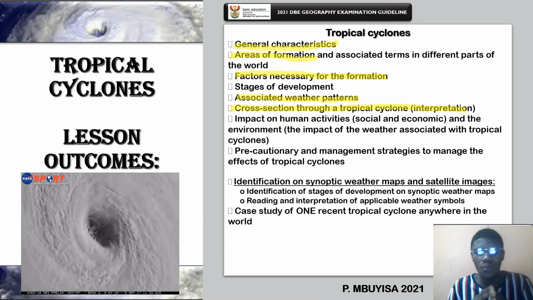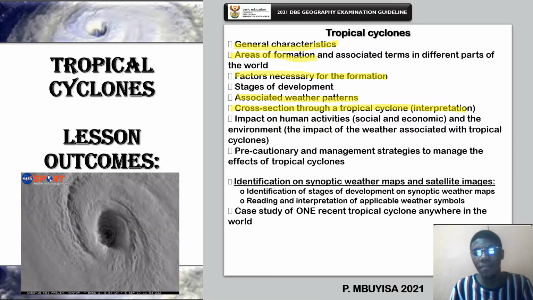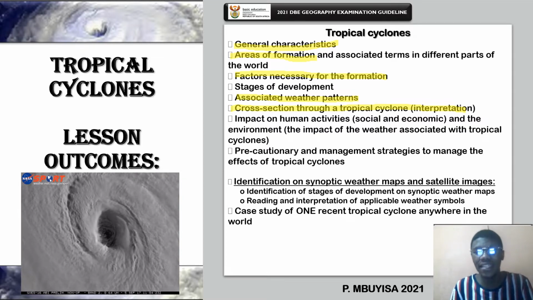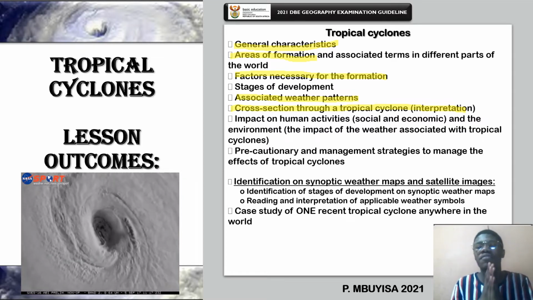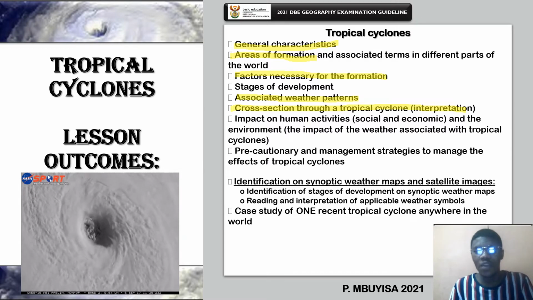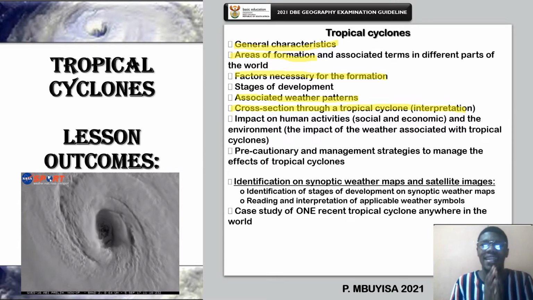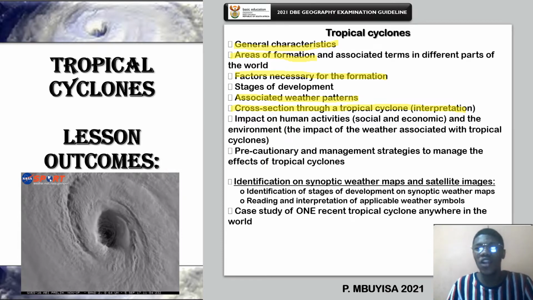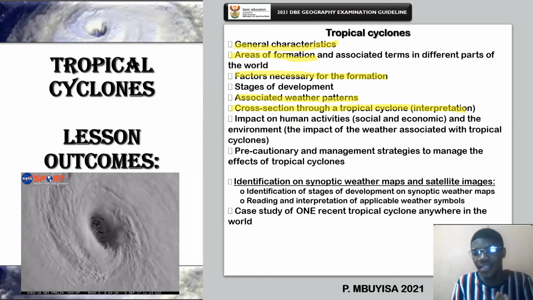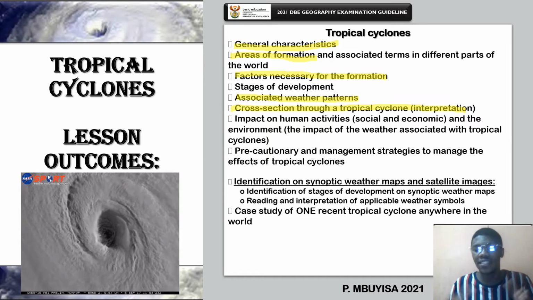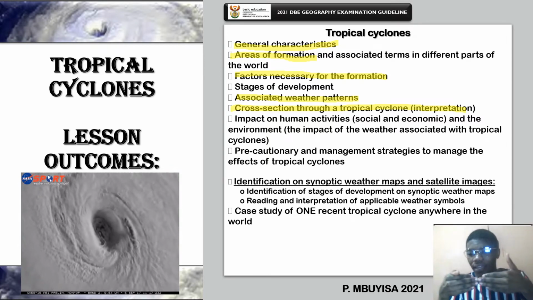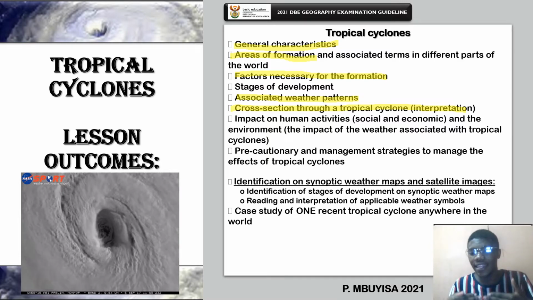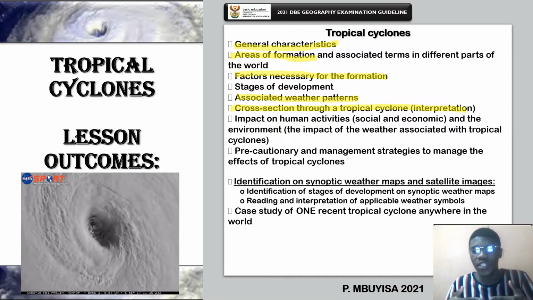And why must we have those temperatures? Remember, when temperatures are above 27 degrees Celsius, it means that we can have evaporation. And what happens to this evaporated air? This air converges. Why does the air converge? Remember, in a low pressure system, air always converges. Converging means the air is coming together to some point. That's what we mean. And we say warm air always converges.